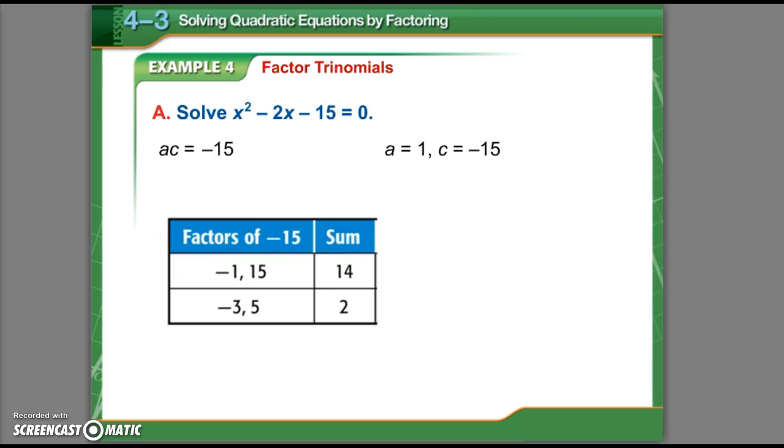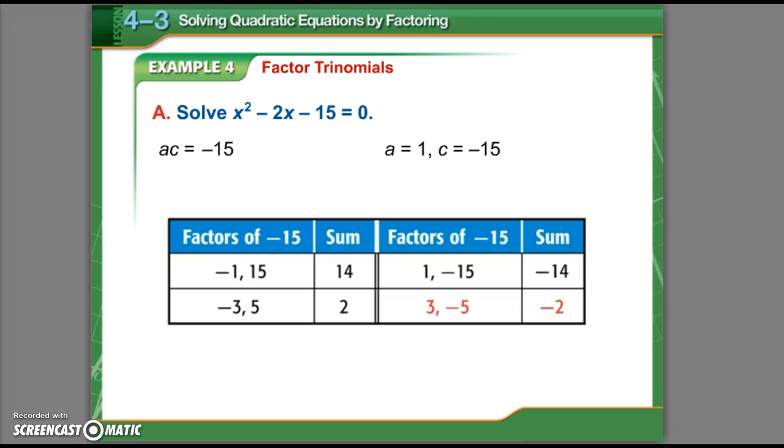So the first thing that we're going to do is look at our a, b, and c values. From this problem, we should be able to see that a is 1, b is negative 2, and c is negative 15. So right here, we're going to write down a is 1 and c is negative 15. First thing you want to do is find the product of a times c. So over here, they have the answer is negative 15.